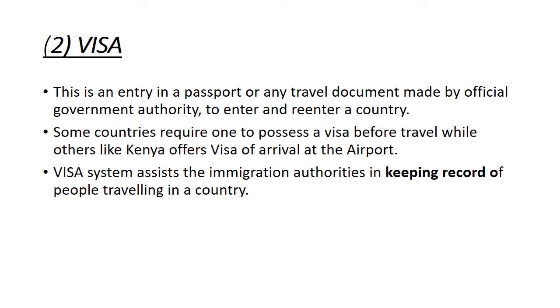Now we are going to look at visa. That is the second type of document that you are required when you intend to travel. Visa is an entry in a passport or any travel document made by official government authority to enter or re-enter a country. Some countries require one to possess a visa before travel, while others like Kenya offer visa on arrival at the airport. The visa system assists the immigration authorities in keeping record of the people who are traveling.